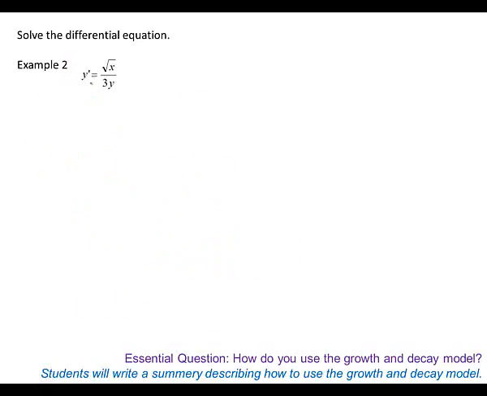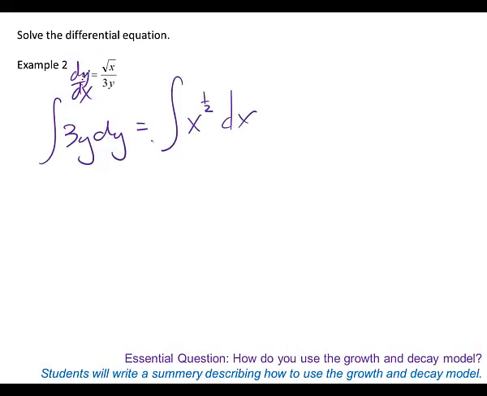All right. So again, what are we going to change the y prime into? dy/dx. I need to move the 3y to the other side. So how do I do that? Multiply. 3y dy equals, and then instead of writing square root of x, I'm going to write x to the 1/2, and then what are we going to put after it? dx. We're going to integrate both sides.